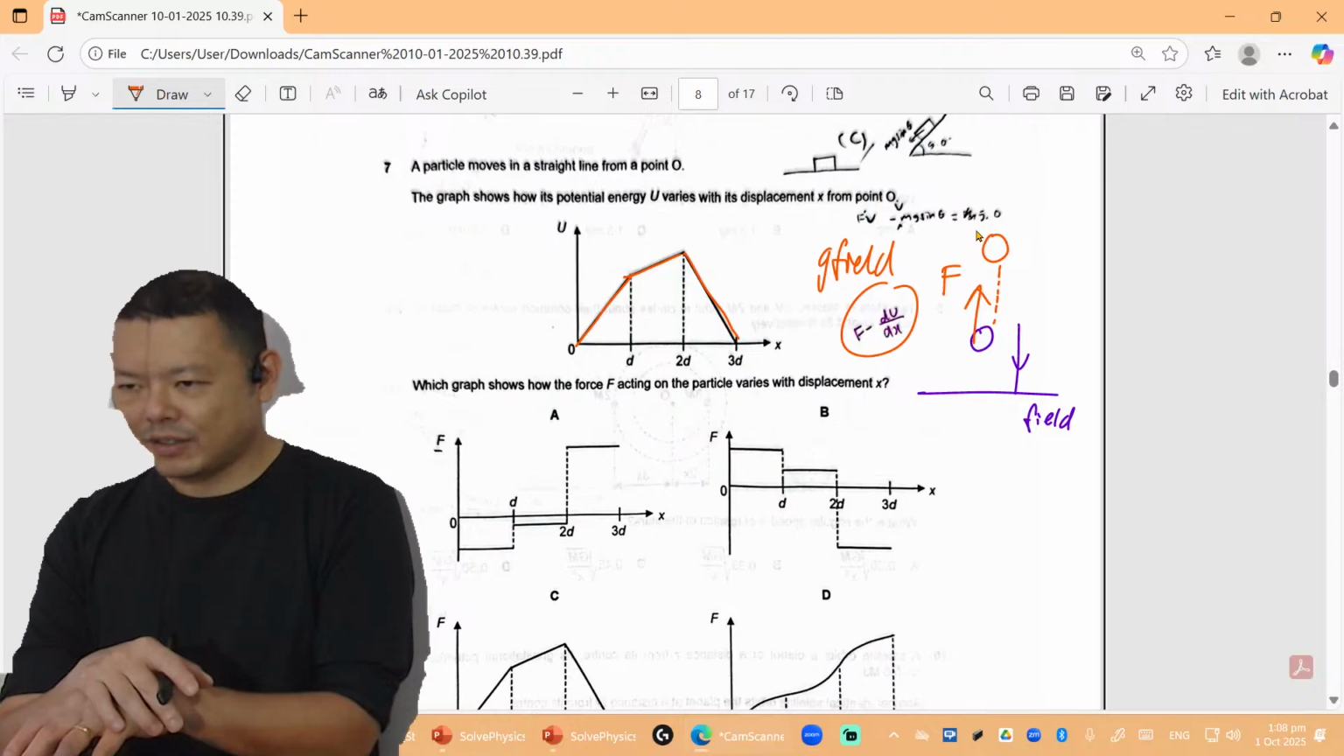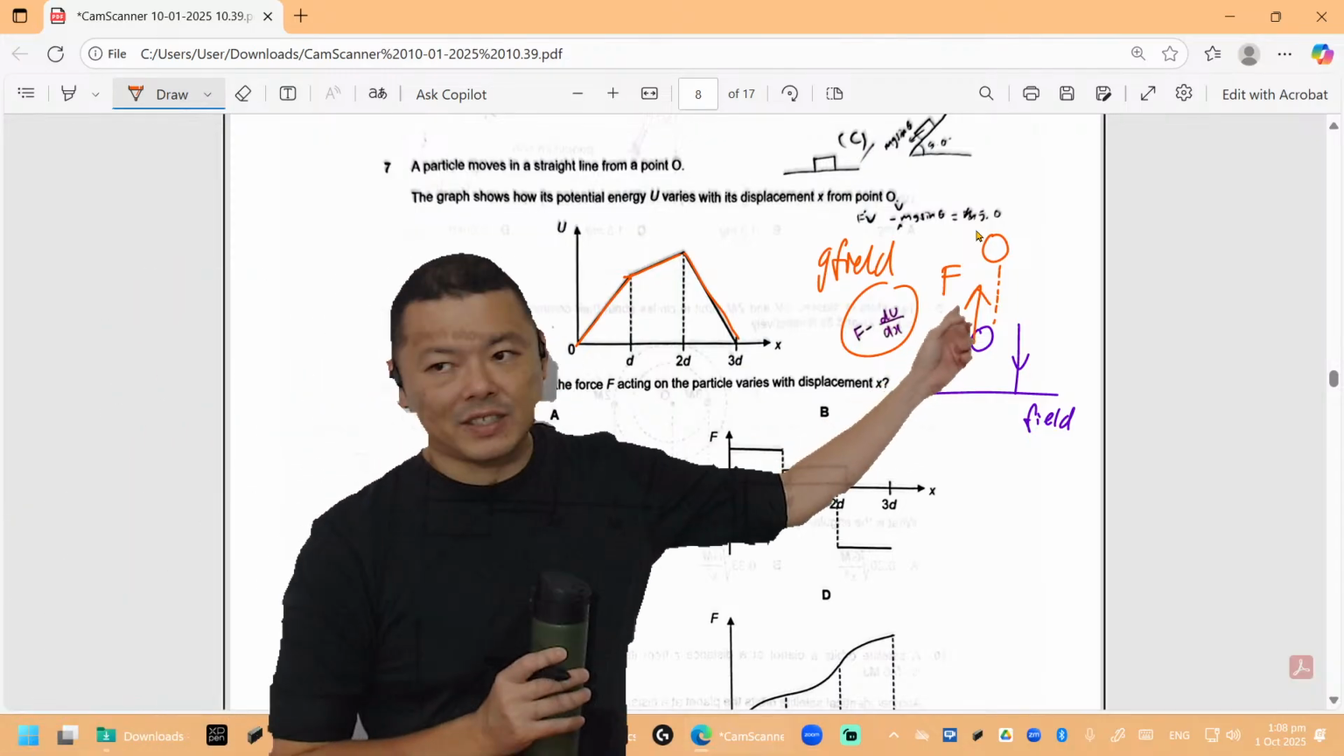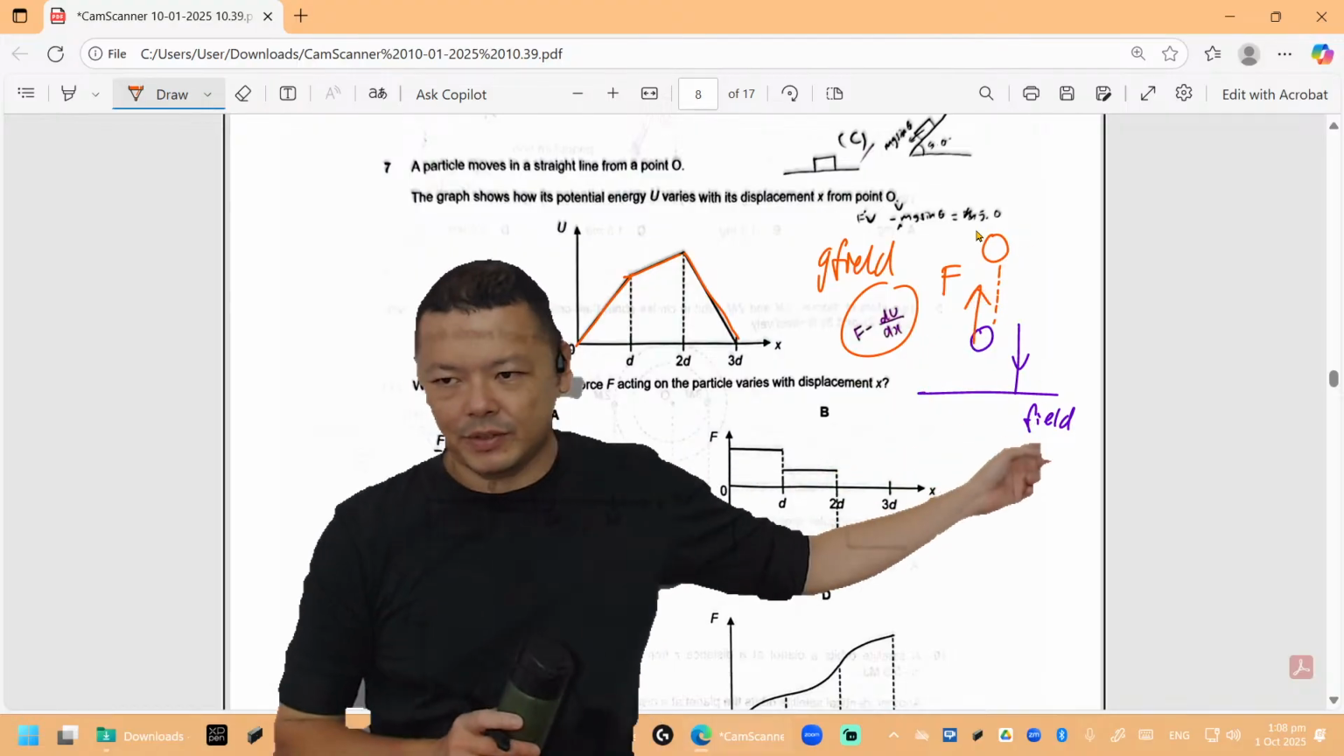But it's about the direction of the field. So down here, this force is considered to be negative because it's acting in the opposite direction of the field.